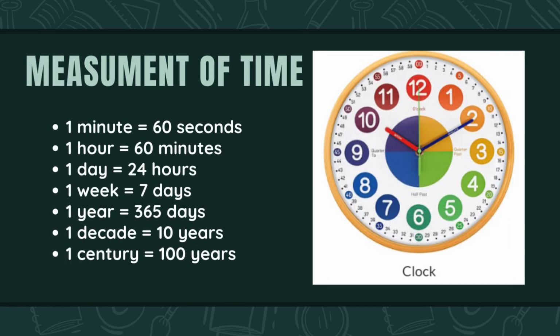Time is another key part of our adventure. From seconds to minutes, hours to days, and even years and centuries, time helps us understand how long things take. 1 minute is equal to 60 seconds. 1 hour is equal to 60 minutes. 1 day is equal to 24 hours. 1 week is equal to 7 days. 1 year is equal to 365 days. 1 decade is equal to 10 years. 1 century is equal to 100 years.